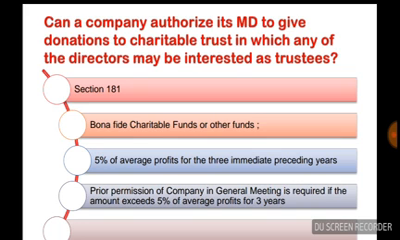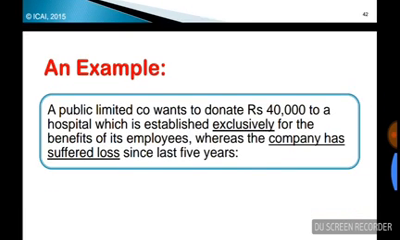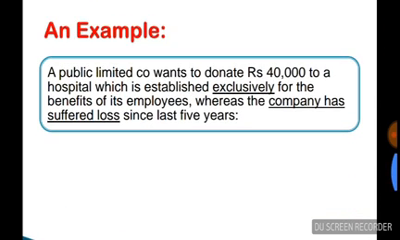And in that also there is an exception. For loans or guarantees given or investments made in other companies, up to 60% of paid up capital plus free reserves, or 100% of the free reserves, whichever is higher. Up to that limit only, loans, guarantees or investments can be made to other companies. If it exceeds, a special resolution has to be passed.